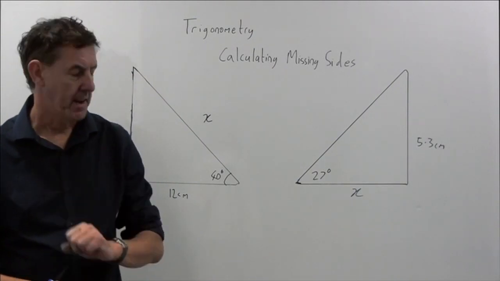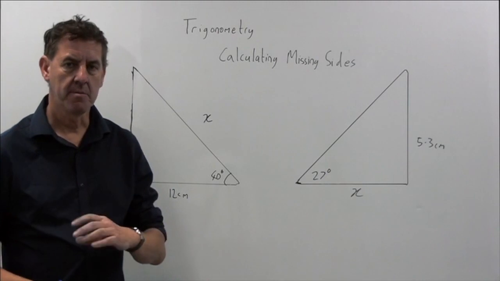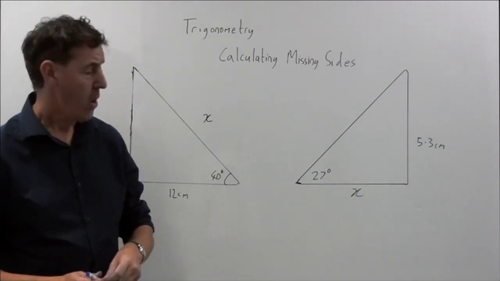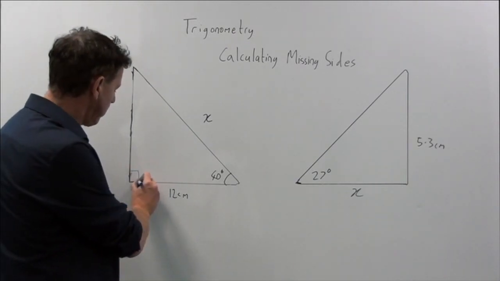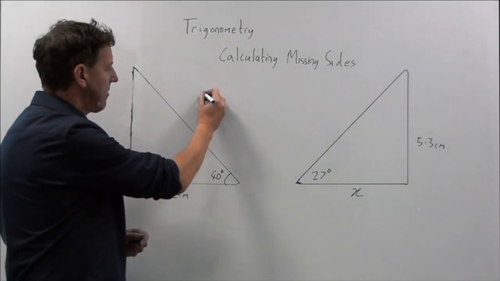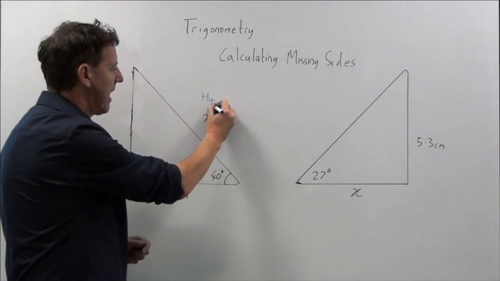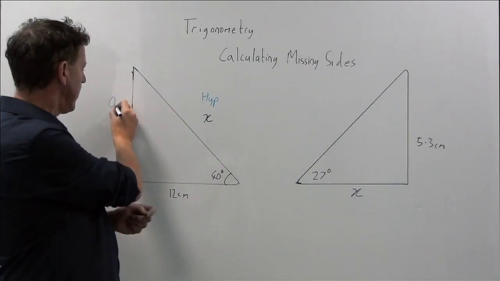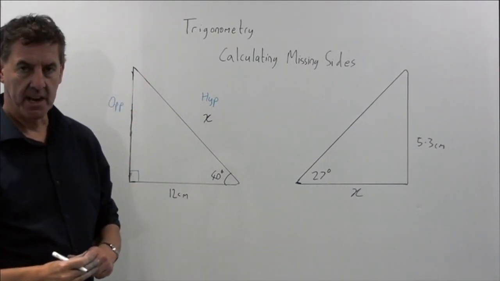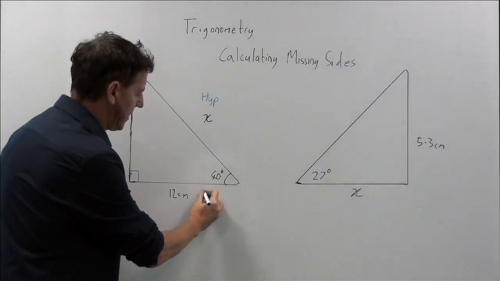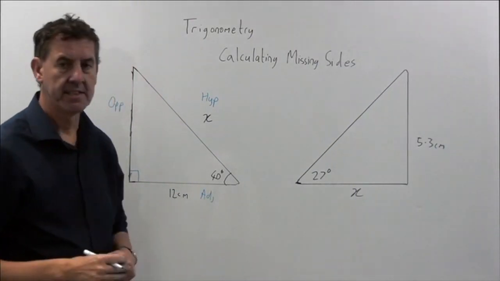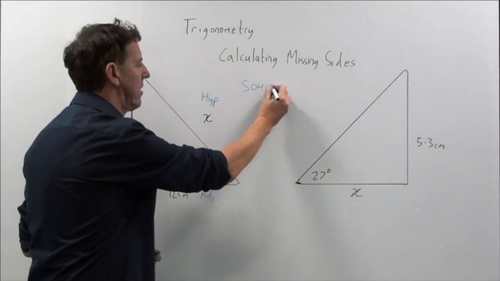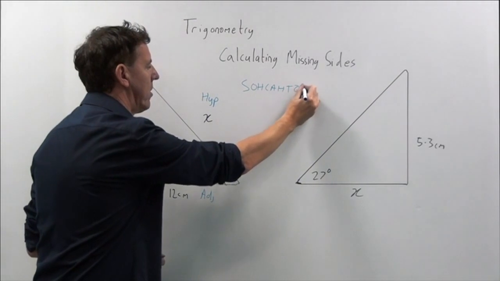So let's remember our technique. The first thing we must do is label from the angle that we're given. This time we're given 40 degrees. The first one I label: I go to where the right angle is, I go opposite the right angle and label it as the hypotenuse side. Then go opposite the angle I'm given, so this side here is the opposite side, and this 12 centimetres is the adjacent side. Remember our ratio, SOHCAHTOA.